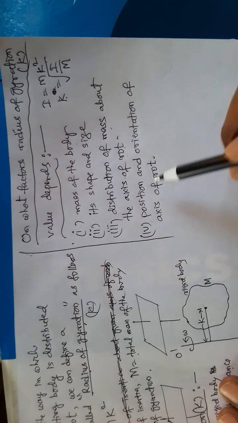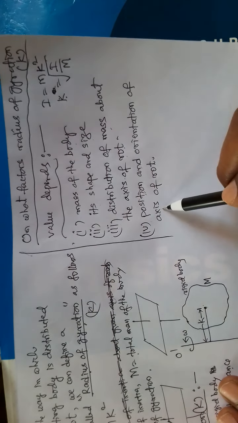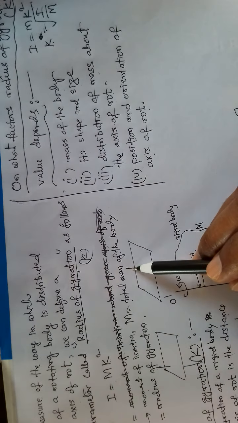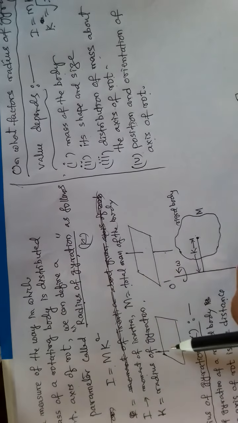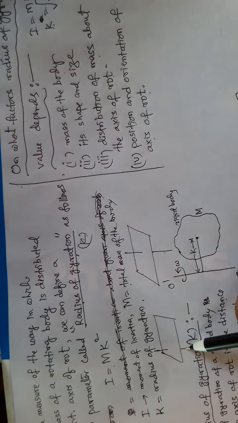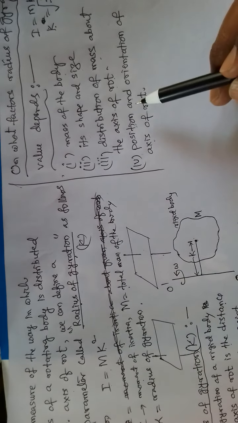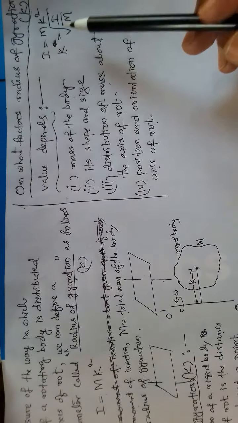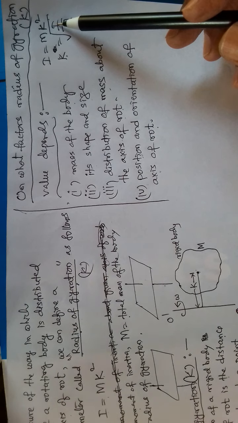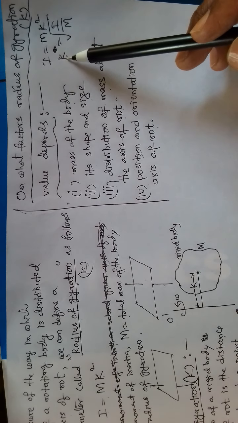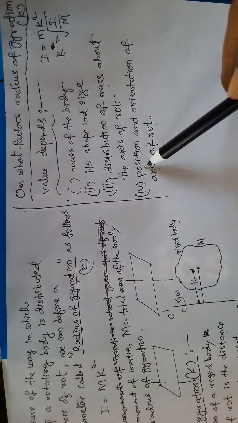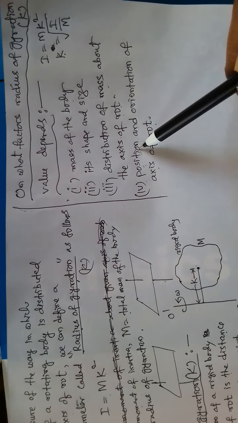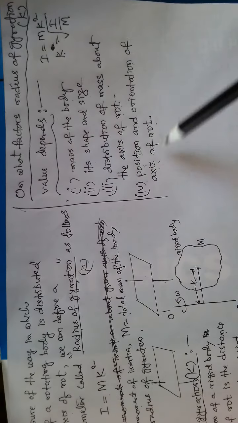Similarly, the fourth point is the position and orientation of the axis of rotation. If the axis of rotation is in the middle, it will have one I value. If it is nearer to the edge, it will have a different I value. In that way, it depends. Since I is also there in K, the K value depends upon those factors also. Therefore, it is written that the K value depends upon the position and orientation of the axis of rotation.